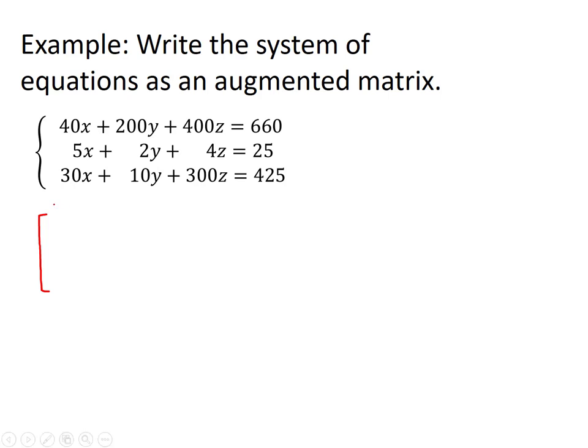The coefficients of the x term go in the first column, so that will be 40, 5, and 30 respectively. Our second column will be the coefficients of y, so that will be 200, 2, and 10 respectively. The third column will represent the coefficients of the z variable, which are 400, 4, and 300. I will then draw a vertical bar to separate those 3 columns from the constants, which are 660 in the first row of that last column.